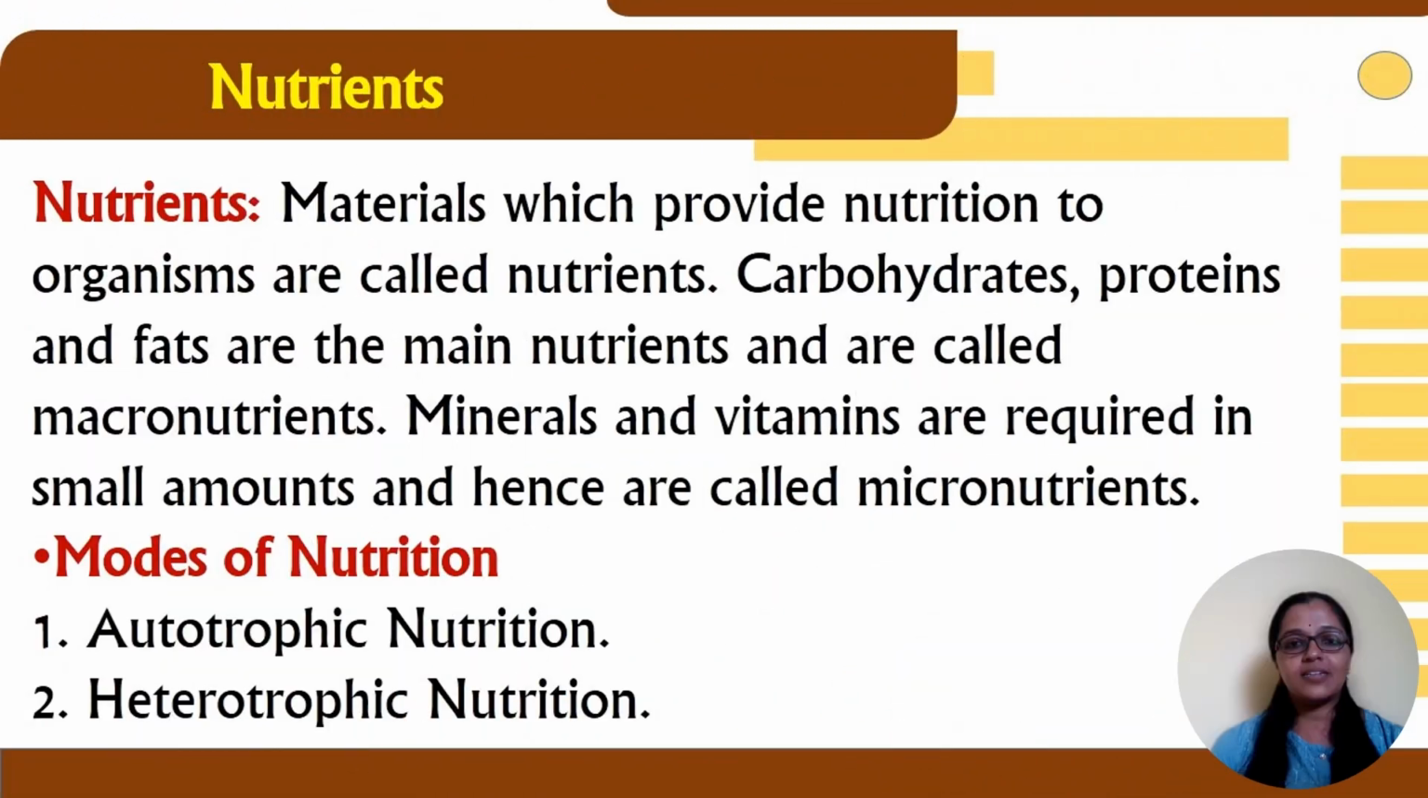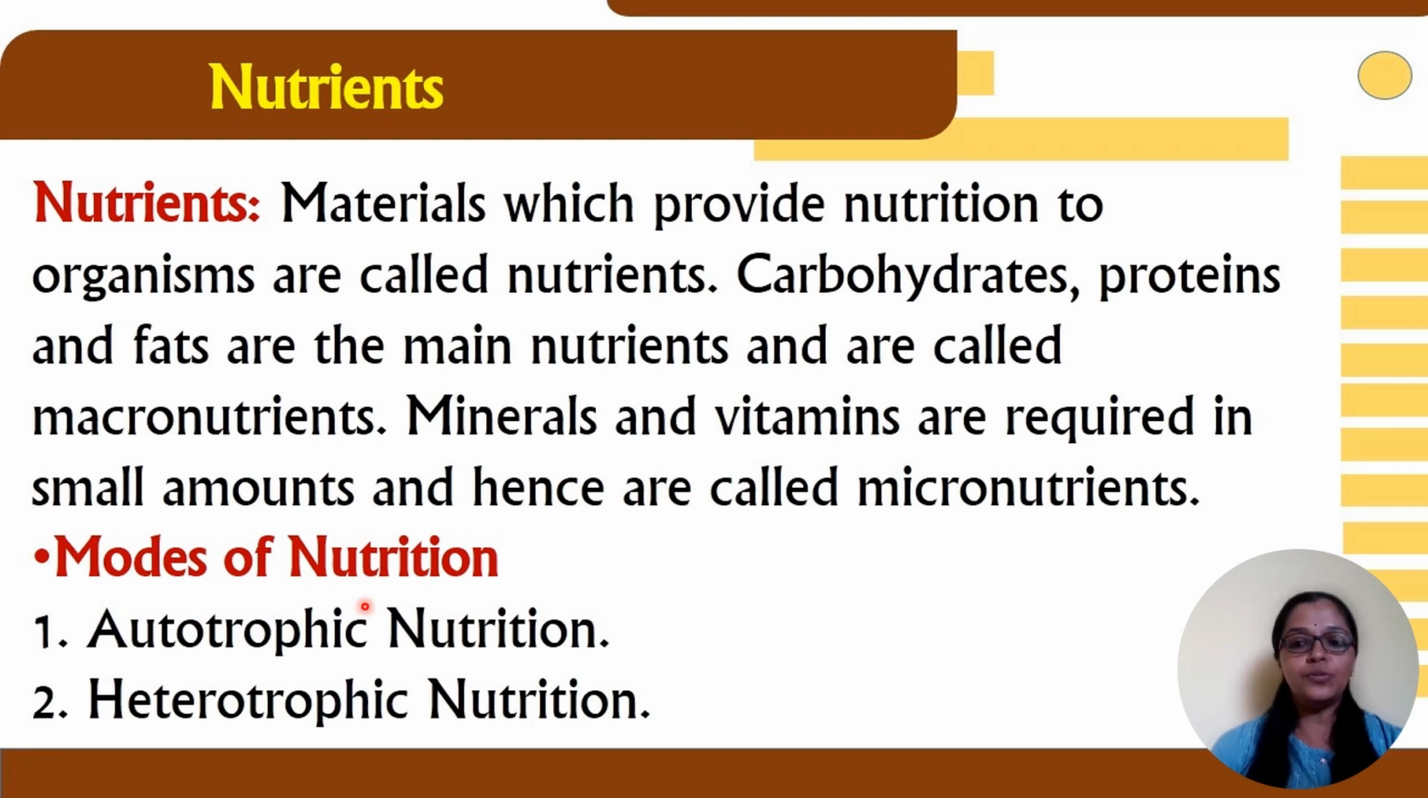Next, what are nutrients? The materials which provide nutrition to an organism are called nutrients. What are the different kinds of nutrients? There are carbohydrates, proteins, and fats. These 3 nutrients are required in a very large amount for our body, so they are called macronutrients. Now coming to minerals and vitamins. They are needed in very small amounts, so they are called micronutrients. So there are 2 types of nutrients, macronutrients and micronutrients.